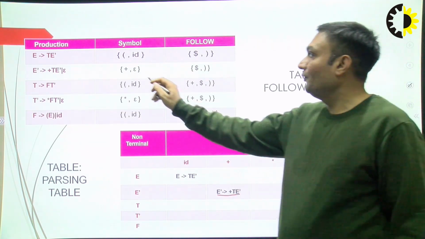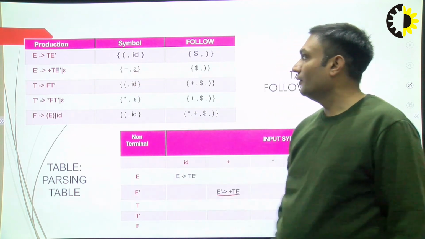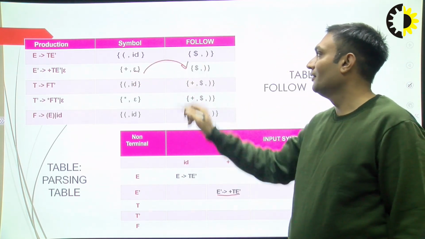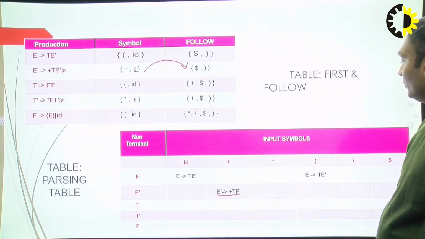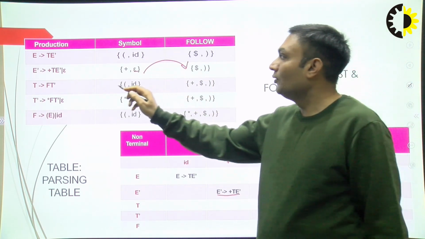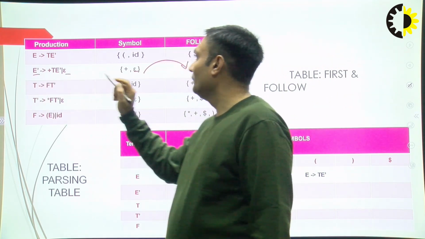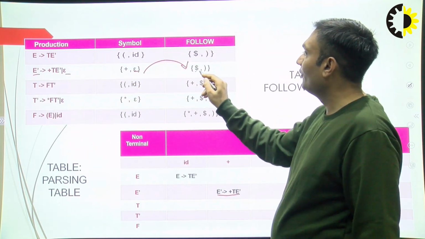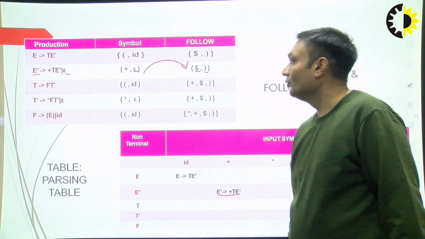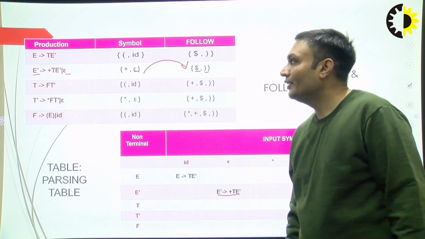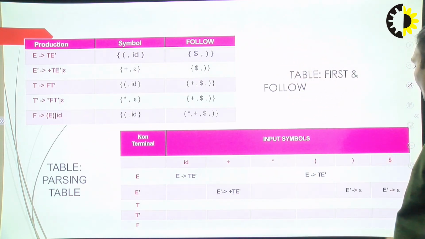Now there is an epsilon in this first, so we will see the follow as well. So the rule E dash to epsilon will be put as per the entries of this follow. So at the places of dollar and close bracket, we will write the rule E dash to epsilon.